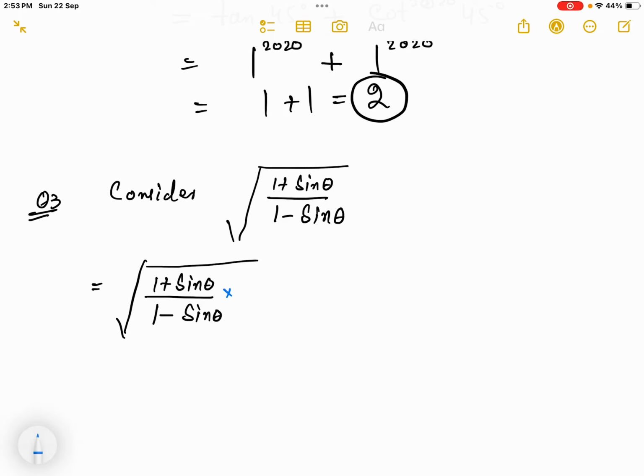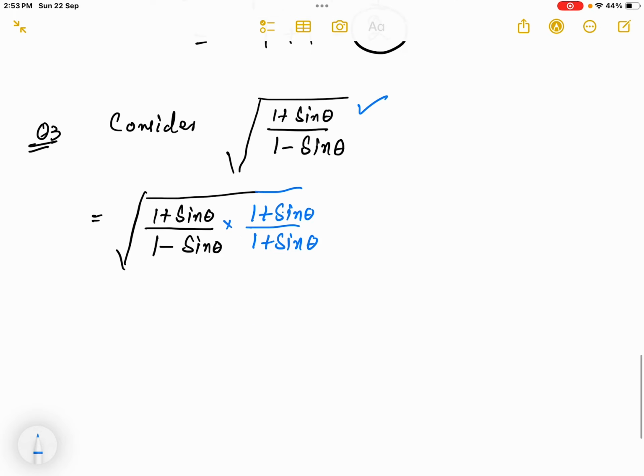I will multiply and divide inside the square root by 1 plus sine theta in the numerator and 1 plus sine theta in the denominator. So that 1 plus sine theta will cancel out and I will get this expression back. So this will be further equivalent to, what is 1 plus sine theta times 1 plus sine theta? It is 1 plus sine theta whole square. Because we know that when bases are the same, powers are added in case of multiplication. So 1 plus 1 will be 2.